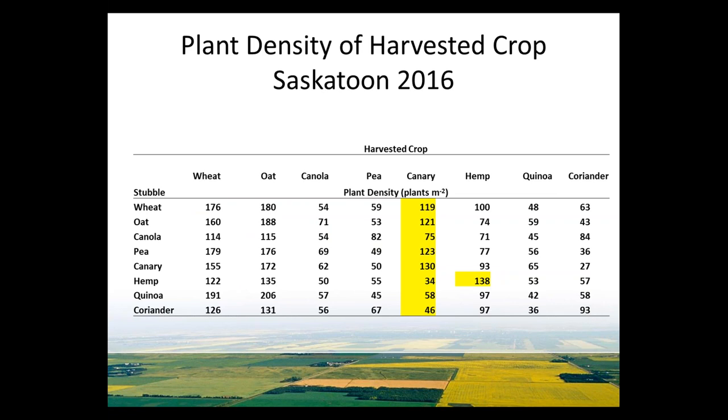So then when we look at plant density at Saskatoon in 2016, you can see that hemp on hemp did quite well here. So you can see between the two site years, the hemp on hemp did quite different. And that's why we need more than one site year of data when we're dealing with this kind of research, because the environmental conditions at the individual site will affect how well the crop established, of course, and how vigorous it was during the growing season also has an impact.